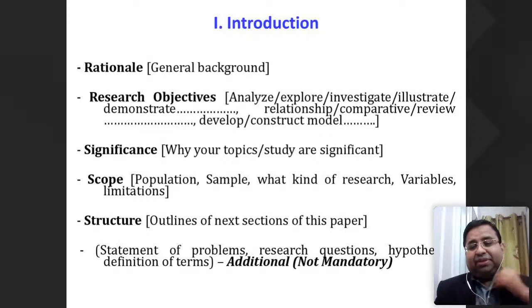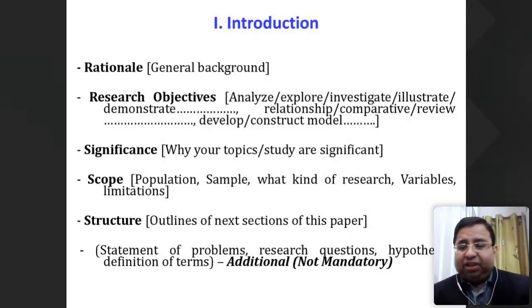Then you have to mention the objectives. I again remind you, in the conference we have the page limitation, so you have to make sure of this. You remember in childhood you wrote objectives in a certain style, and now in a conference paper the objective style is not the same. I would say you have to use some research terms here, like analyze, explore, investigate, illustrate, demonstrate. You should mention relationship, comparative study, review paper, literature review, something like that. You have to mention develop, construct the model, something like that.